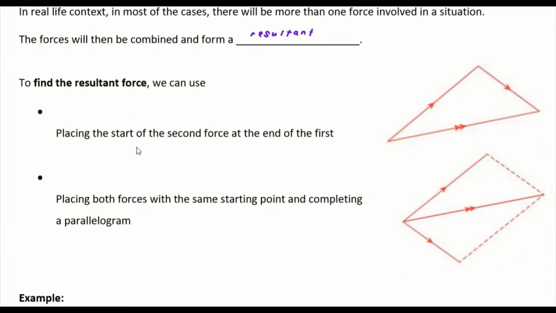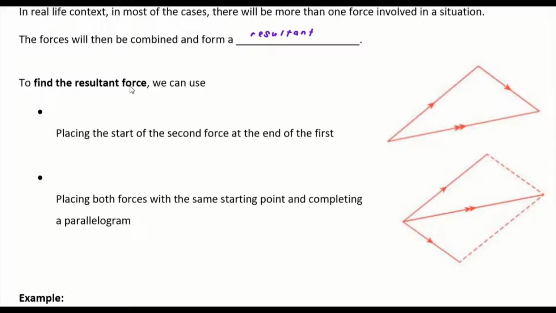Okay, so to find the resultant force, in this case, we are only talking about two forces. Later you will realize that there's a limitation to this, so that's why we need to learn how to resolve it into components. To find the resultant force, we can use the idea that we have learned previously in vector. So don't worry about that. It's not so much, it's just the concept of it.